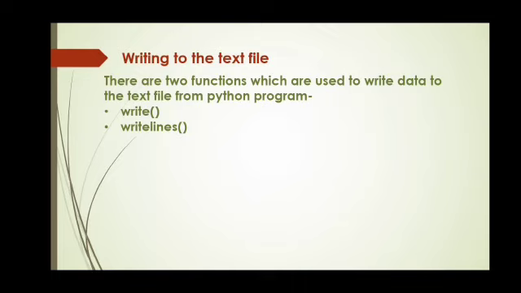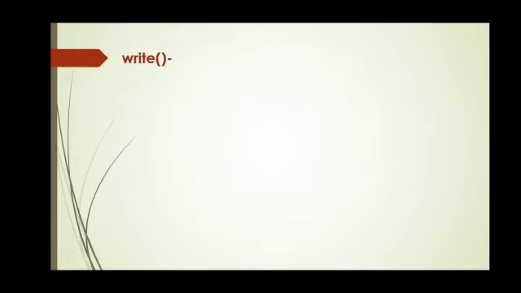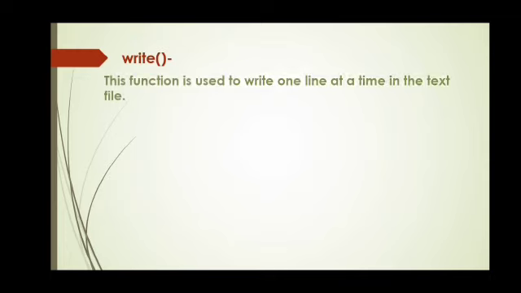For that we have two functions available. One is your write function and another is your writelines function. We are going to discuss both these functions in detail. Starting with the write function. See, what happens in the write function, it allows you to write one line of text at a time. That means one string at a time in the text file. The syntax of this function is file object dot write and within bracket string object.